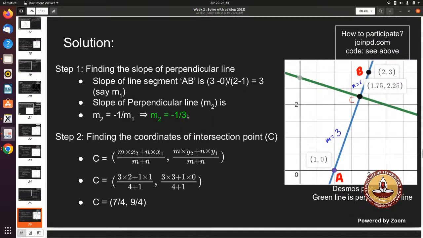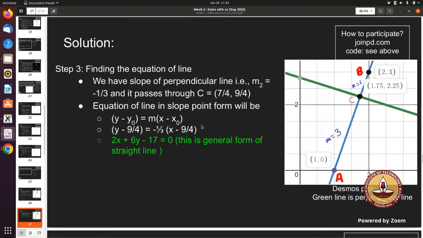Now we know the slope of the straight line and a point through which the straight line is passing. Then we can just put those and solve to get the equation. So this will be the equation, 2x plus 6y minus 17 equals 0. Is this clear?